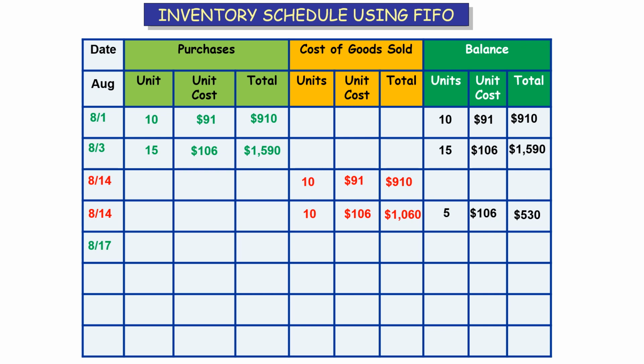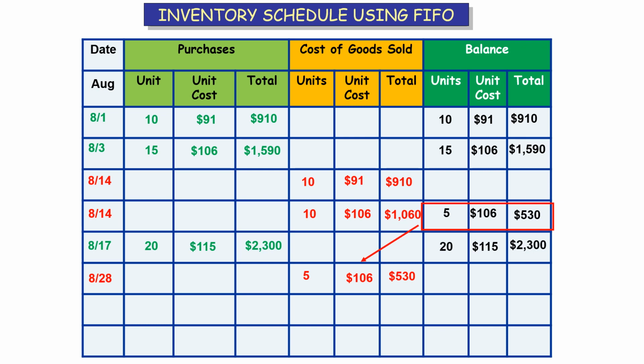We bought some more again on August 17, 20 of them at $115 each. That's 2,300. Let's move that to the balance side. And now we sold again on August 28, and this time we sold 14. So now we need to answer this question: which ones were sold?